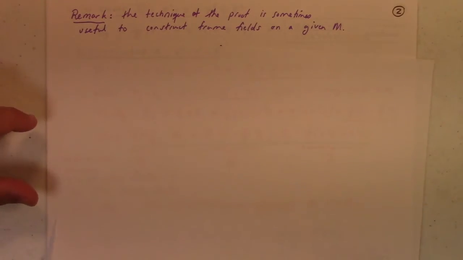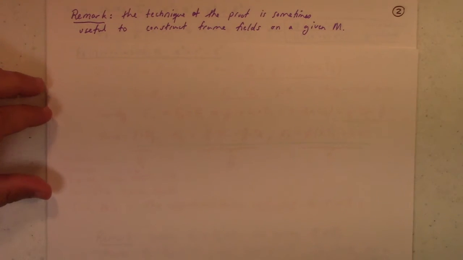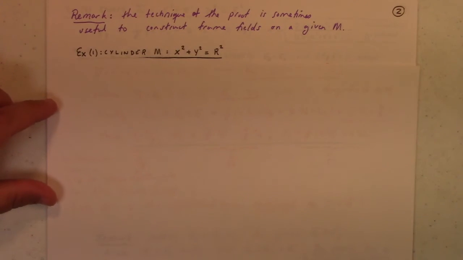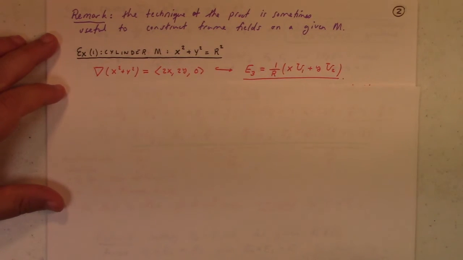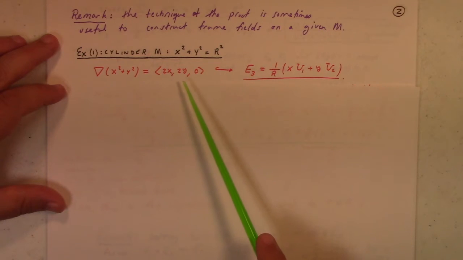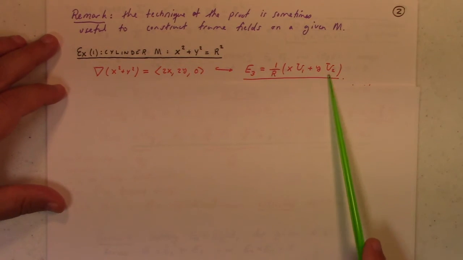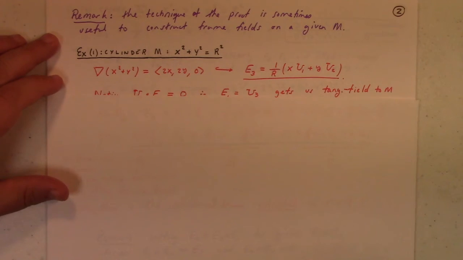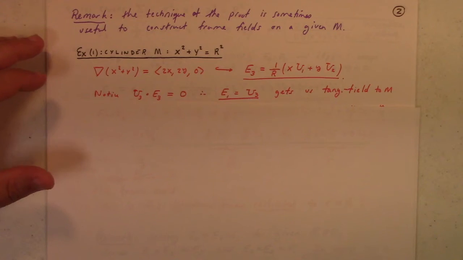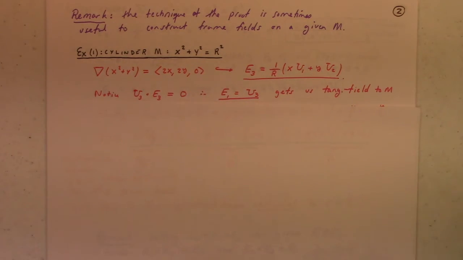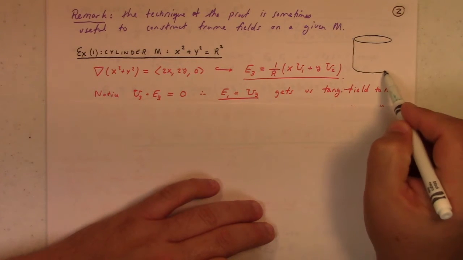So, the technique of the proof is sometimes useful to construct frame fields on a given surface. For example, the cylinder, x squared plus y squared equals r squared. So we can use the gradient to get a normal field, and then normalize it to get a unit normal, E3. And then, it's easy enough to see on the cylinder, right? Of course, you can see on the cylinder that with z-axis, right?